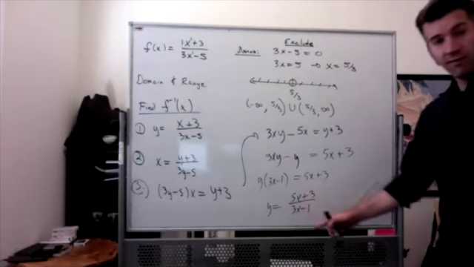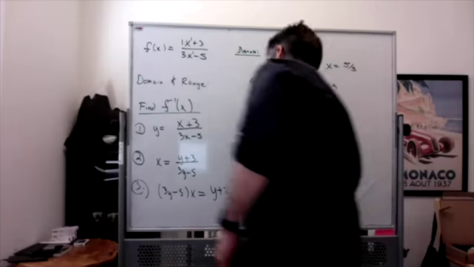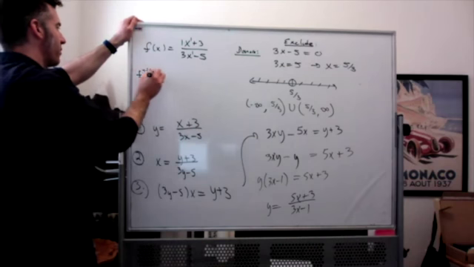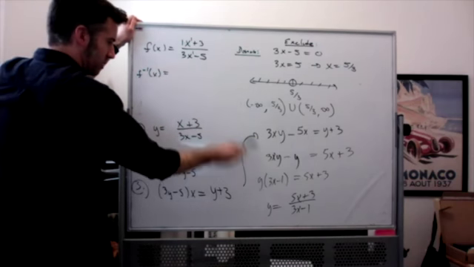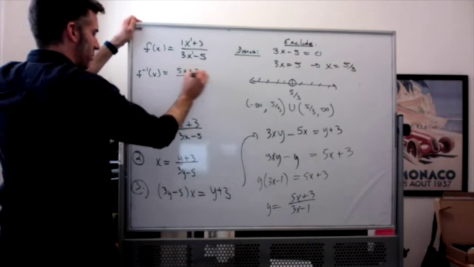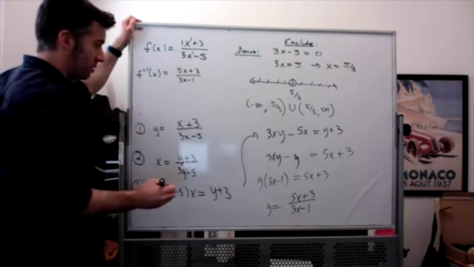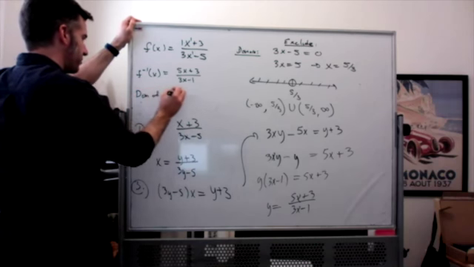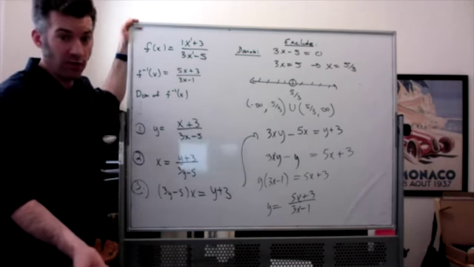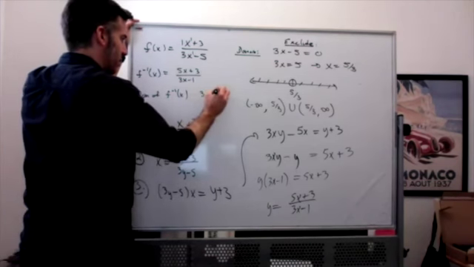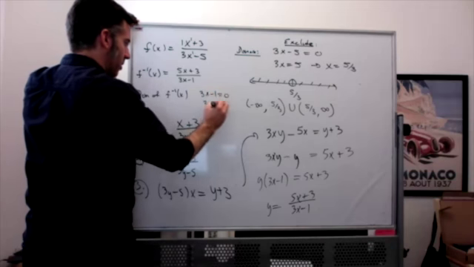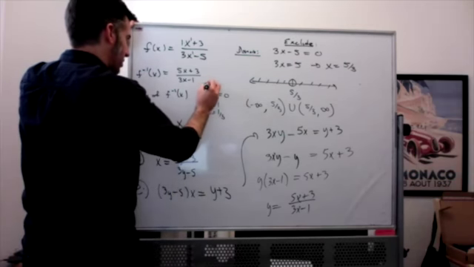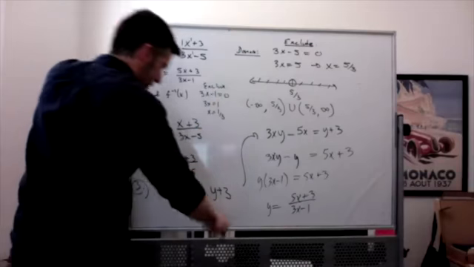And you'll notice for this function, let me write it over here. For f inverse of x equal to what we just found, (5x plus 3) over (3x minus 1), we can see that the domain of f inverse, well, x can't be 1/3, right? If you have 3x minus 1 equal to 0, 3x equals 1, x equals 1/3. So we don't want x equals 1/3. We're excluding that.